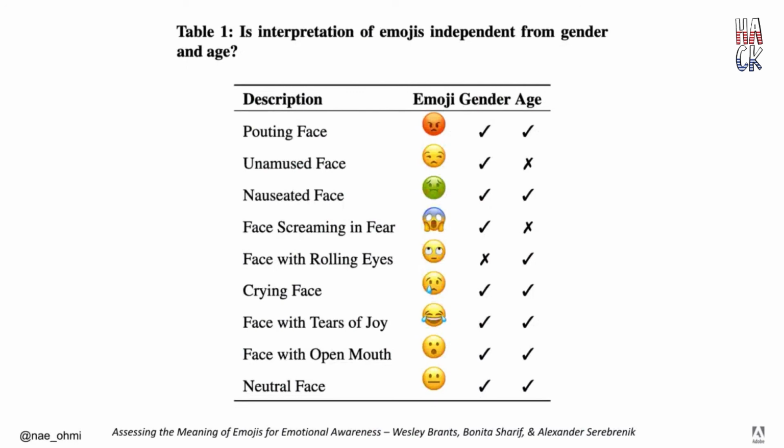Another fascinating study of emojis: these authors in a scholarly paper hypothesized that respondents would perceive these nine emoji categories that include emotion differently based on gender or age. And after asking over 400 respondents in different languages, they found that for the unamused face and the face screaming in fear, older and younger respondents perceived those differently. And the face with rolling eyes they found to have a gender variance.